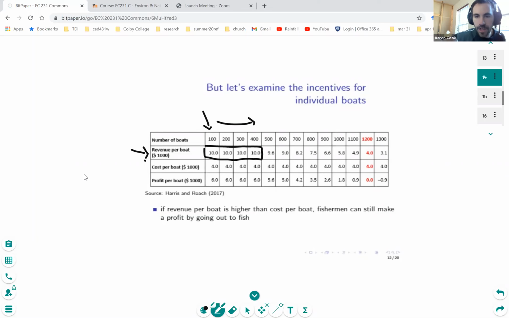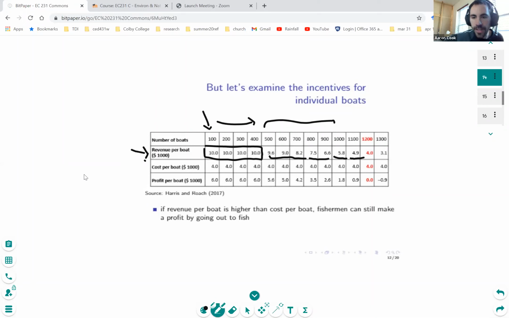And then as these diminishing returns start to set in, the revenue per boat starts to fall because you have a declining fish catch, which is starting to be spread over a larger and larger number of boats. So it goes from 10,000 per boat down to 9.6, down to 9, down to 8.2, 7.5, 6.6, 5.8, 4.9. It's going to continue falling as the number of boats goes up, because again, that declining fish stock is being spread over a larger number of boats.